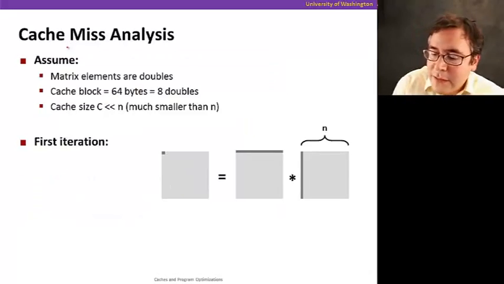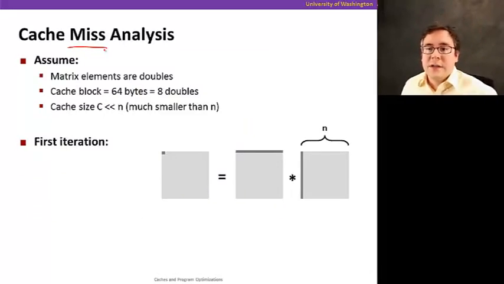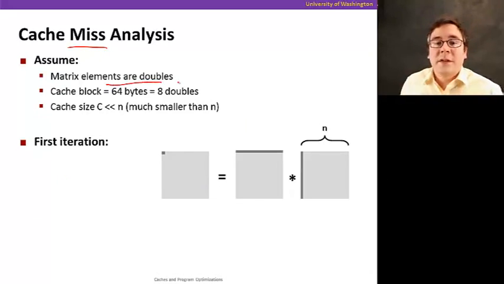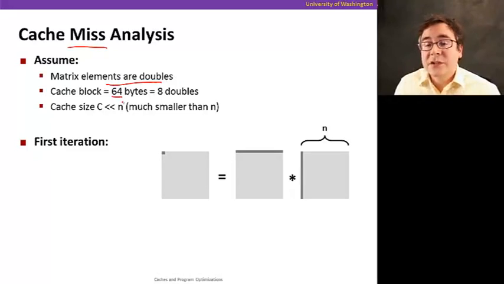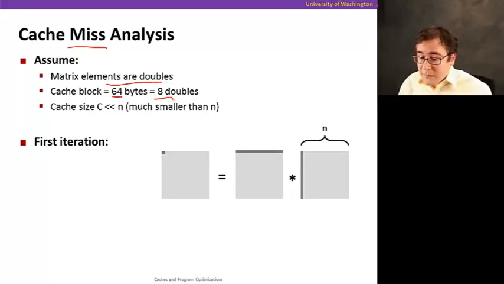Okay, so now let's do a cache miss analysis of this matrix multiplication. We are going to assume that matrix elements are doubles, so they take 8 bytes. And if our cache block is 64 bytes, each cache block holds 8 doubles. Let's also say that our cache size, capital C, is much smaller than n, which is the dimension of our matrix. Remember, the matrix is n by n.